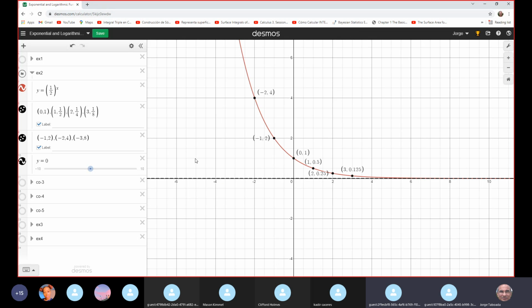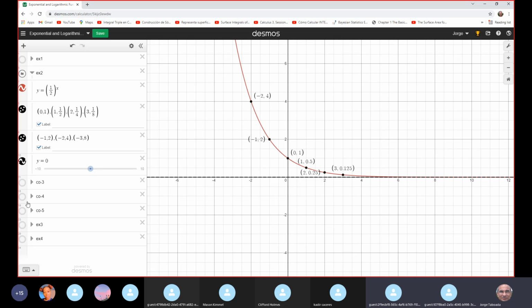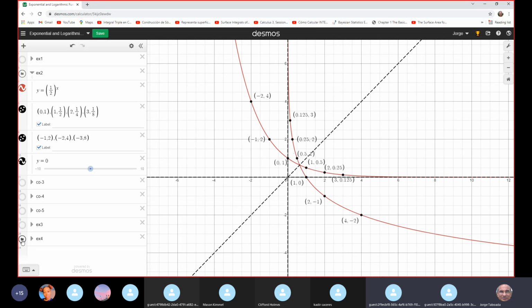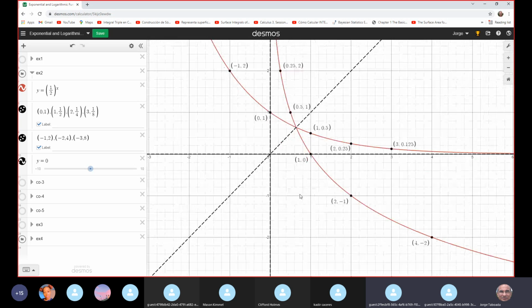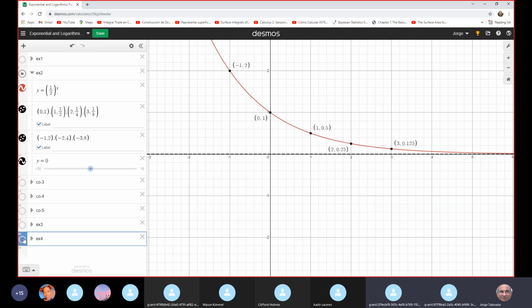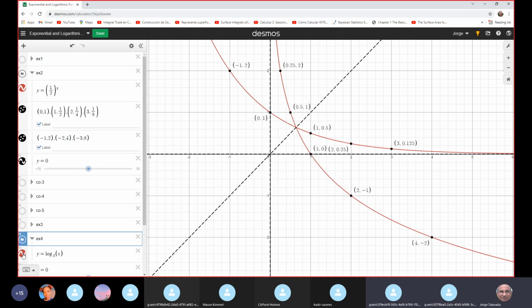Okay, good. And what about the logarithm associated with this? Well, the logarithm associated with this is this. Look at that. It's symmetric point by point with respect to the other. Let me change the color to black. Black color is logarithmic.